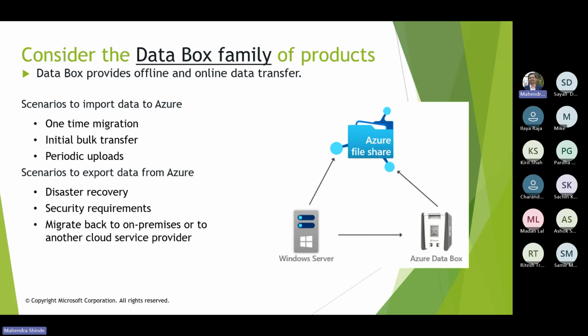One-time import upload, or you can do a periodic upload. Periodic upload means every 3 months, every 6 months, you migrate some of the on-premise data to the cloud. Some of the scenarios to export data from Azure: disaster recovery, security requirements, or migrating back to on-premise or to another cloud service provider. So these are several requirements here.